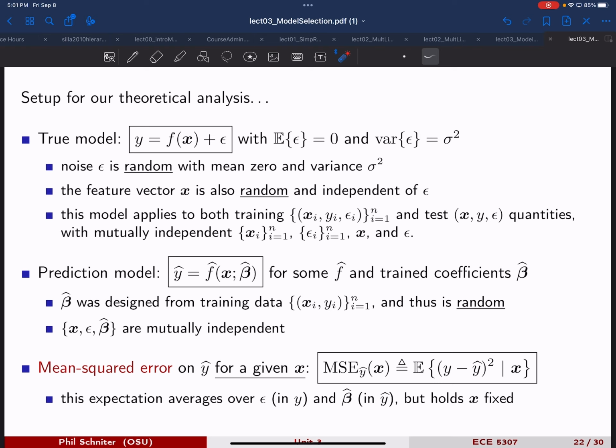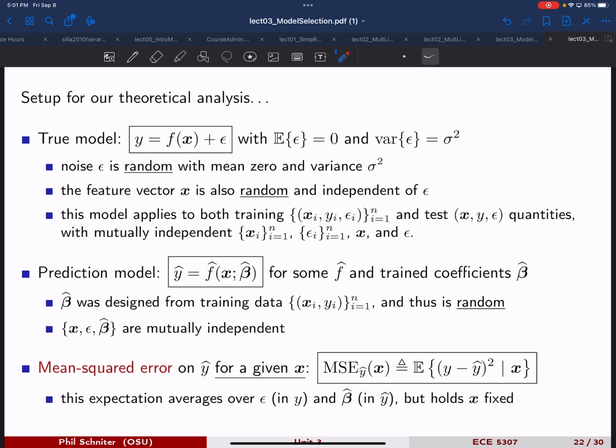Okay. So then we have a prediction model. This is something we create. It may be very far from the truth. Maybe it's our simple linear regression, or maybe it's a polynomial. It's something that depends on the feature, and it depends on some parameter vector beta. But I'm plugging in the beta hat, which are the trained ones. So this is what I'm going to apply to my test data X.